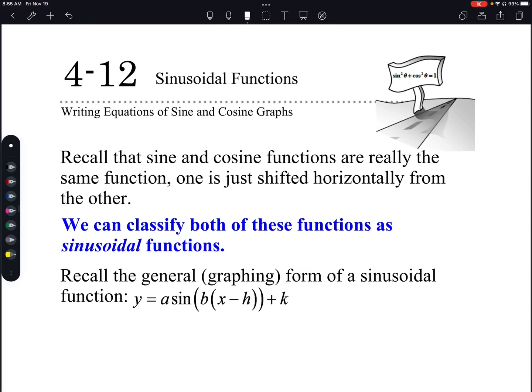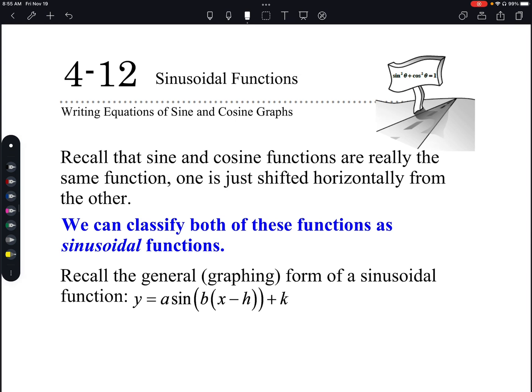Welcome to the notes for 4-12. Today we're going to write equations of sine and cosine graphs. We've done graphing the equations in the past, so today we're going to kind of go the opposite direction. You're also going to look at writing the equations just given descriptions as well.